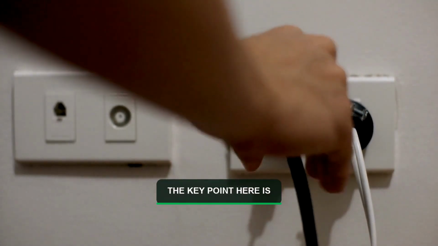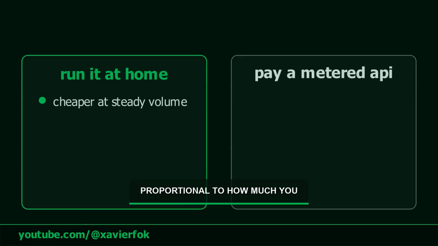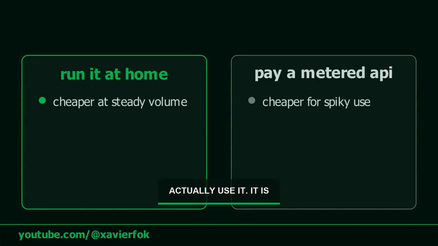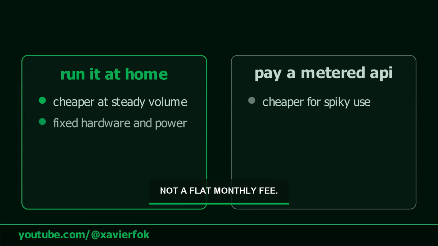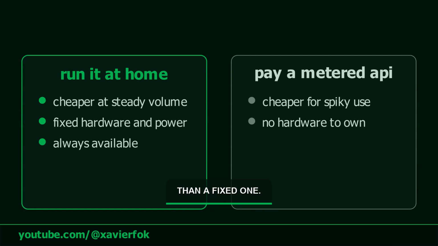The key point here is that power cost is roughly proportional to how much you actually use it. It is not a flat monthly fee. It scales with your real usage, which makes it behave more like a metered cost than a fixed one.